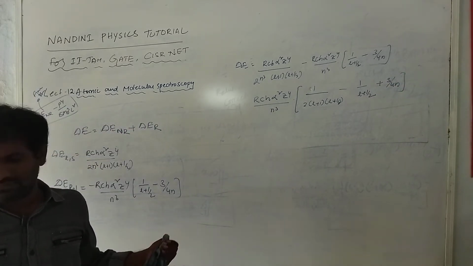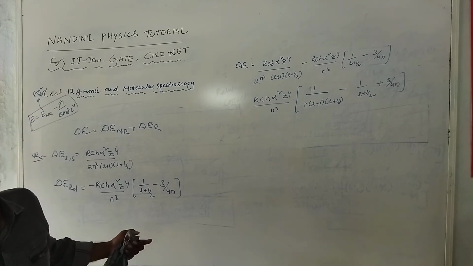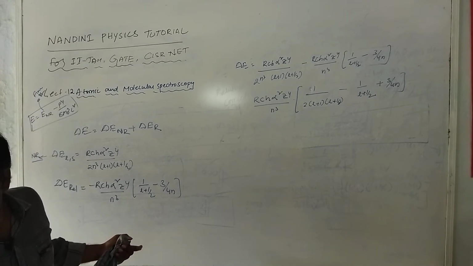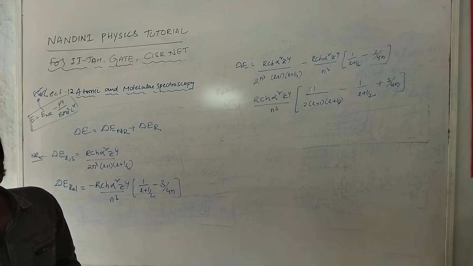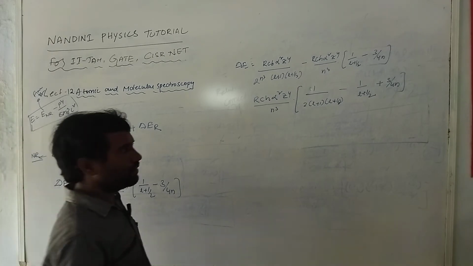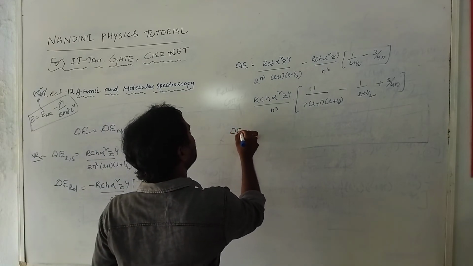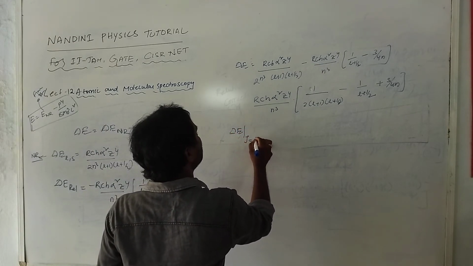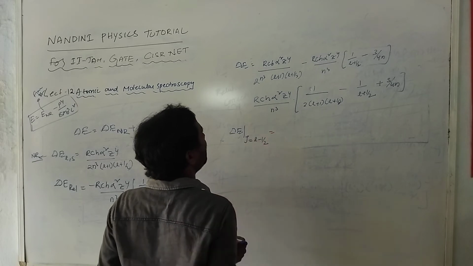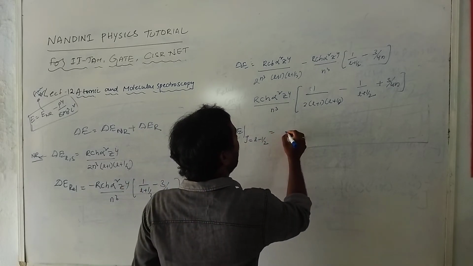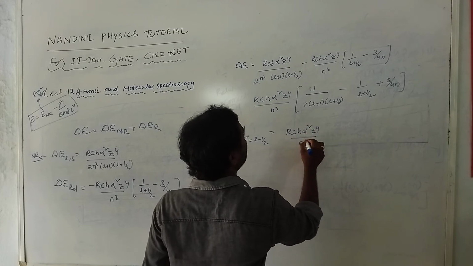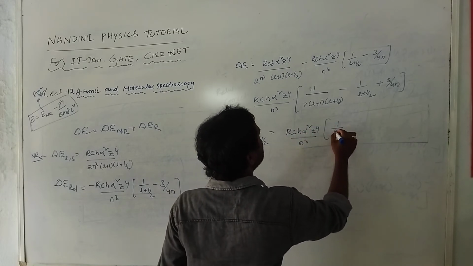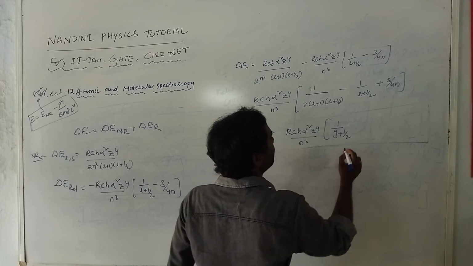Take the LCM and solve everything, and you will get the final equation. The relativistic energy delta E for J equal to L minus half, this value gives RCH alpha square Z power 4 by n cube into, you will get only J plus 1 by 2.